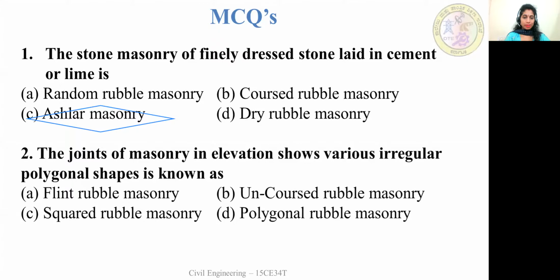The joints of masonry in elevation show various irregular polygonal shapes, and it is known as. Option A, flint rubble masonry. Option B, uncoursed rubble masonry. Option C, squared rubble masonry, and option D, polygonal rubble masonry.